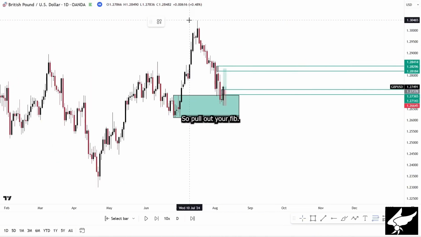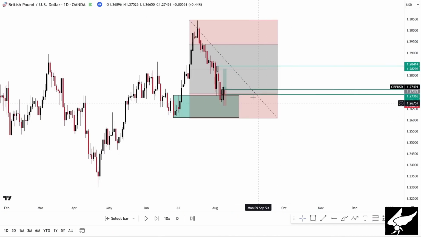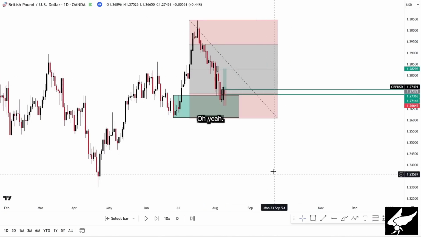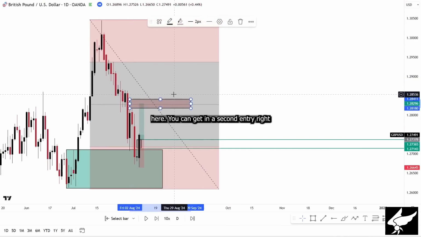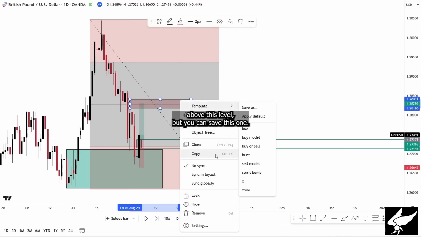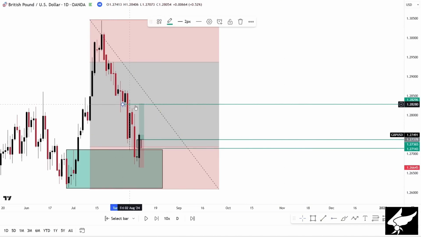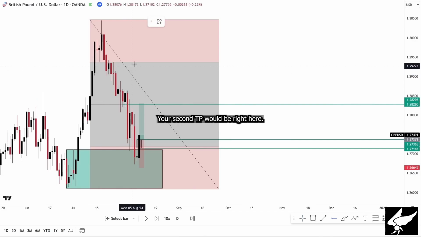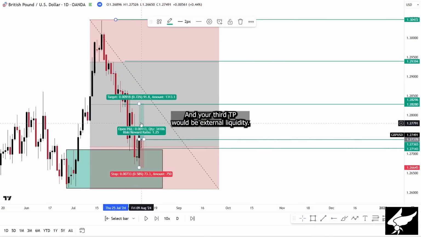So you pull out your fib. Your first TP would be your 50%. Oh yeah, and what I forgot to mention is your previous clean traffic right here. You can get in a second entry right above this level, but you can save this for another level. So your first TP would be right here. Your second TP would be right here. And your third TP would be external liquidity.